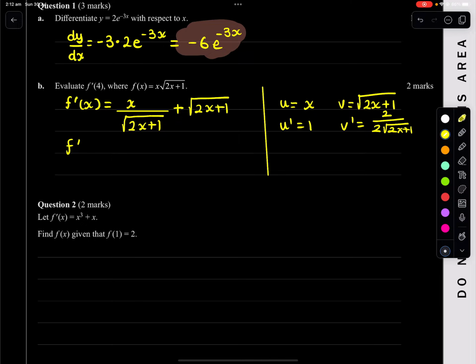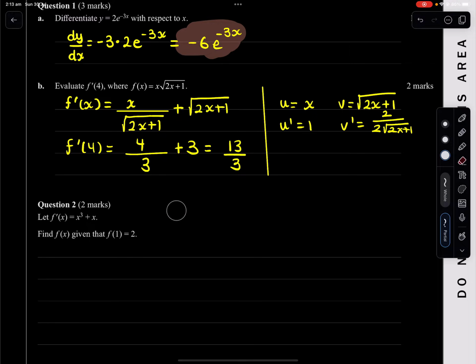Now, f'(4): x is 4, so 4 times 2 is 8, plus 1 is 9, root 9 is 3. So that'll be 4 over 3, plus another 3, which would equal, so what is that? 4 over 3 plus 9 over 3, which is 13 over 3 as your answer. Okay, that's not bad.